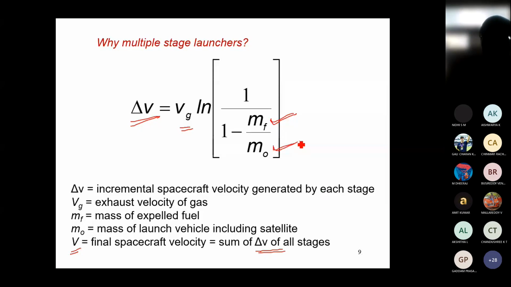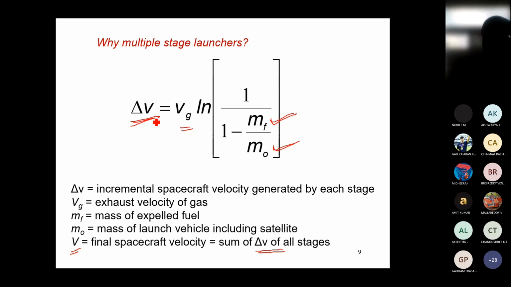Okay, look at the numerator as well. It is what? Mass of expelled fuel. When we launch the satellite, the rocket carries some fuel, and those fuels will be utilized during the journey. So the mass of fuels, this is not mass of fuel, mass of expelled fuels, will also be increasing. So in general, this ratio will increase. Okay, so finally, if we calculate, the value of del V will increase.